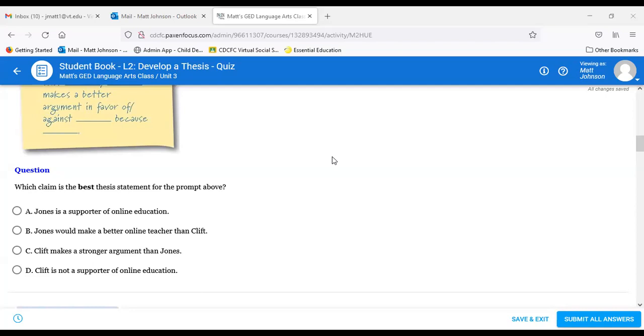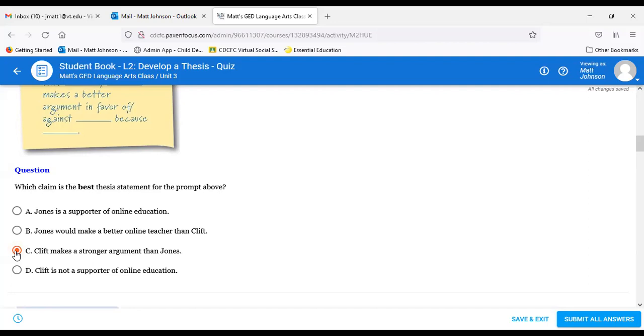Is it D? So it's C. Clift makes a stronger argument than Jones, and the other ones aren't so much a thesis. They're kind of assertions or claims. So, Jones is a supporter of online education. That's an inference, right? But there we don't even have the other side, or there's no reference to both of the claims here, of both passages. The second one, Jones would make a better online teacher than Clift, that's outside the realm of what we're discussing, right?